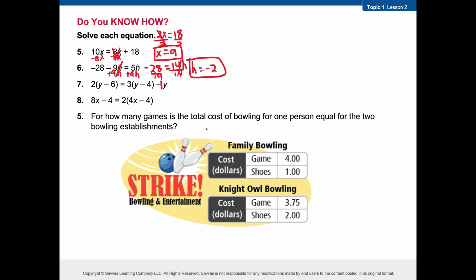Number 7, if you want to put a 1 in front of this y, that could help you. Distributed property, 2 times y, 2y, 2 times -6, -12, this is number 7 over here, equals 3 times y, 3y, 3 times -4, -12, minus 1y. Before I start canceling anything out, combining my like terms, 3y minus 1y, 2y minus 12.